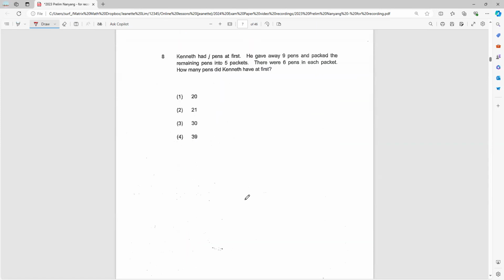Okay, question 8. Kenneth had J pens at first. He gave away 9 pens, packed the remaining into 5 packets. There were 6 pens in each packet. How many did Kenneth have at first? Okay, so the number of pens that were packed, right? There were 5 packets, 6 pens in each. So 5 times 6, okay, which is 30. Then before that, he actually gave away 9. So at first will be 30 plus the 9 he gave away. So total, he has 39. Option 4.